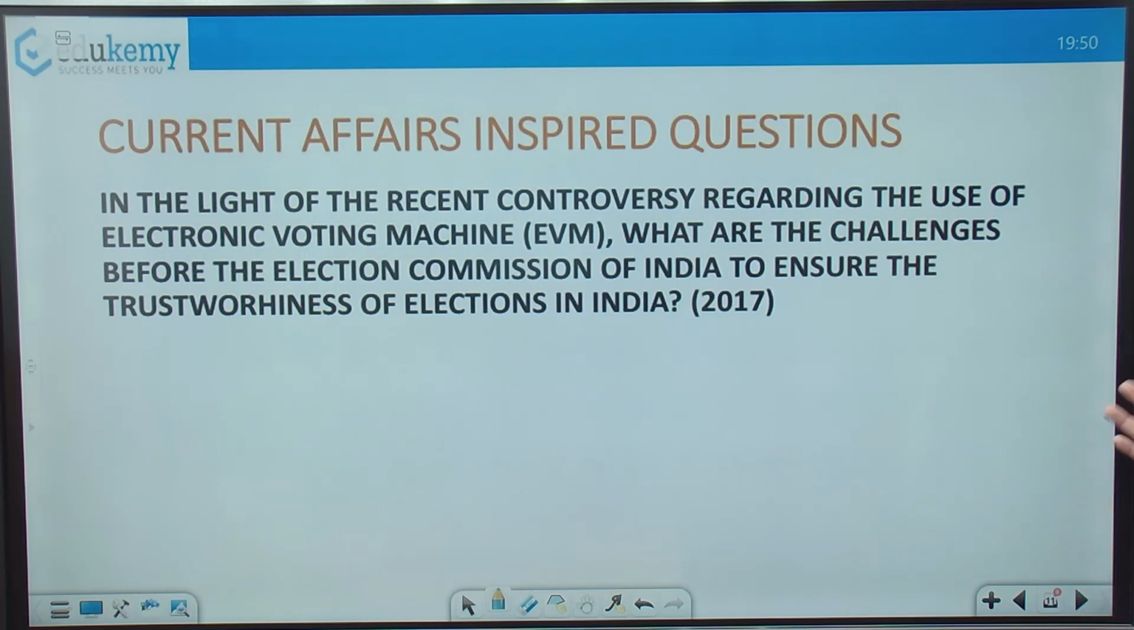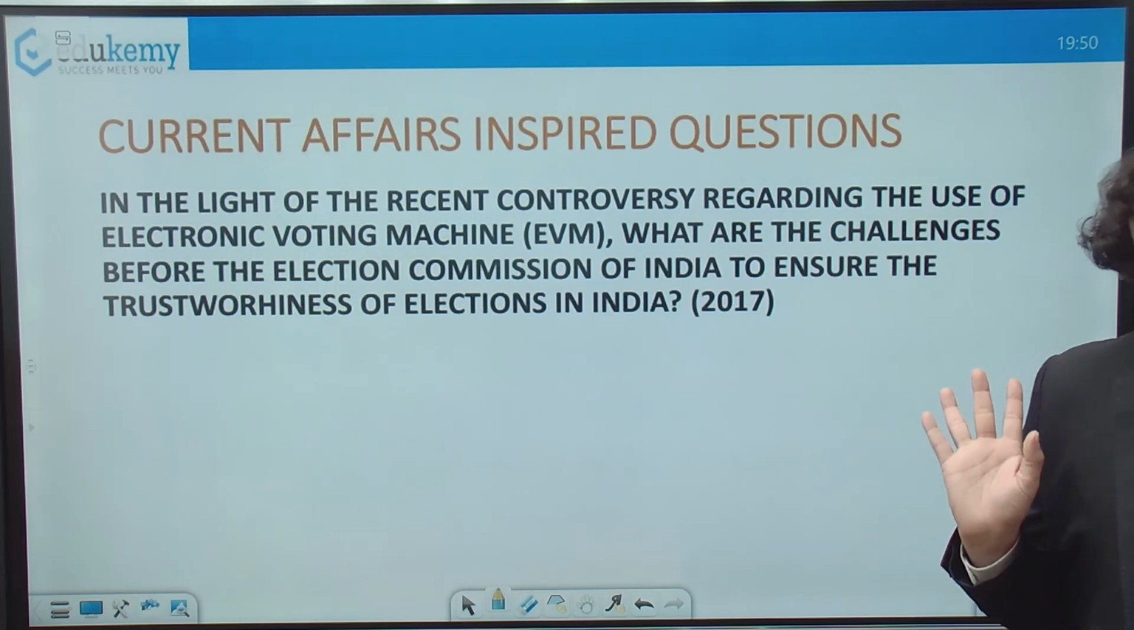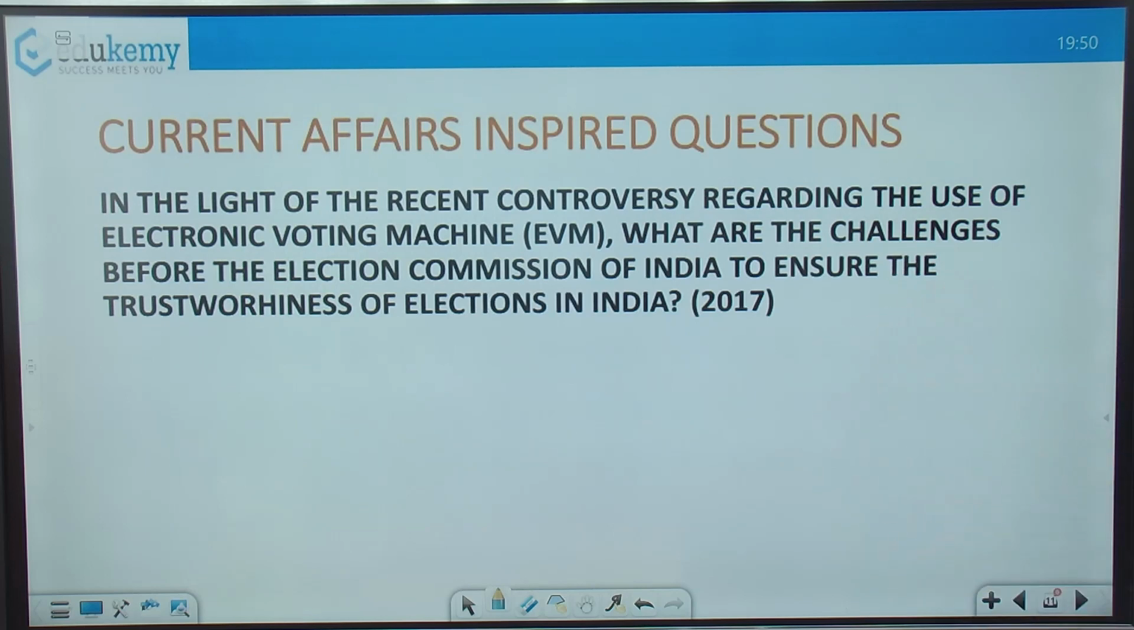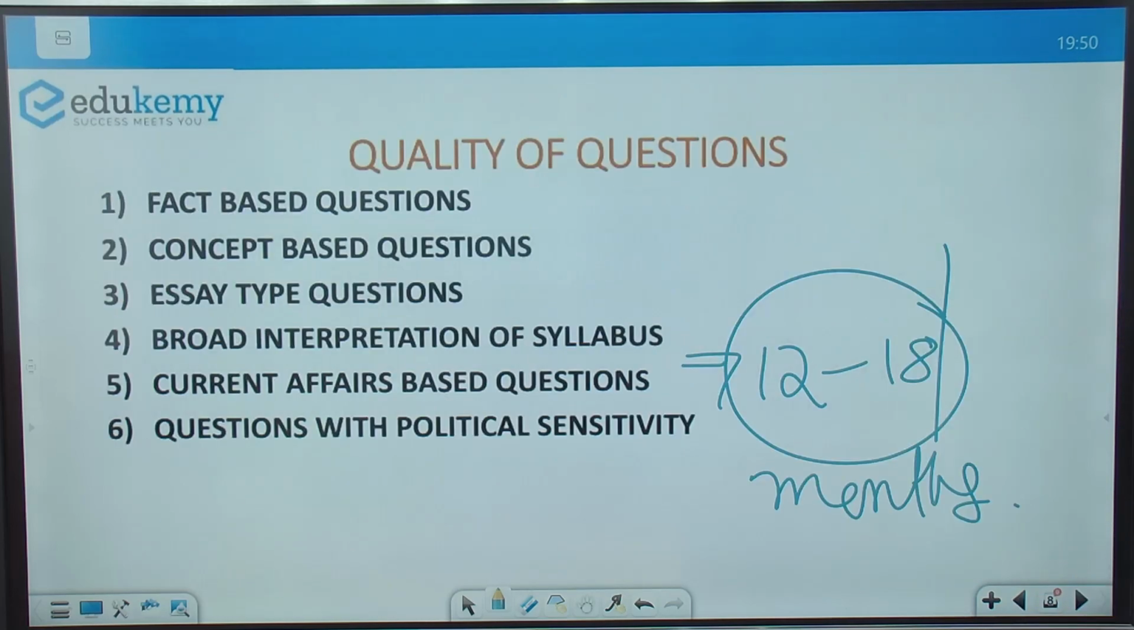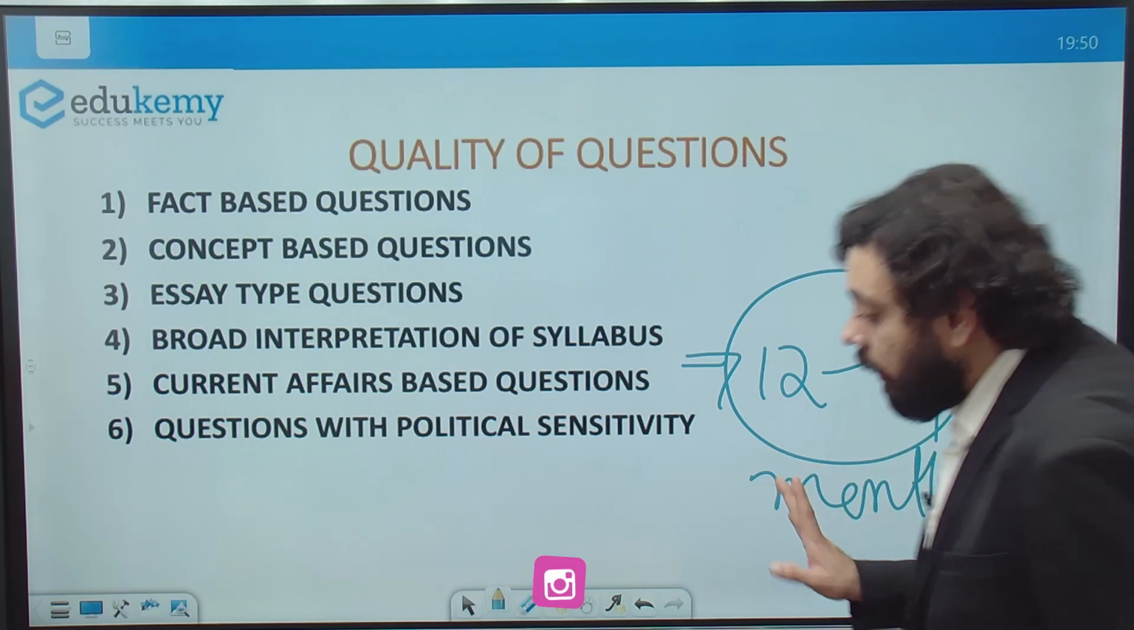This is what we can call a direct current affairs related question. Since the problem of the electronic voting machine was in currency in 2017, a direct question regarding the role of the Election Commission of India, etc., has been asked in that sense. And then the last category that we come to is questions with a political sensitivity.